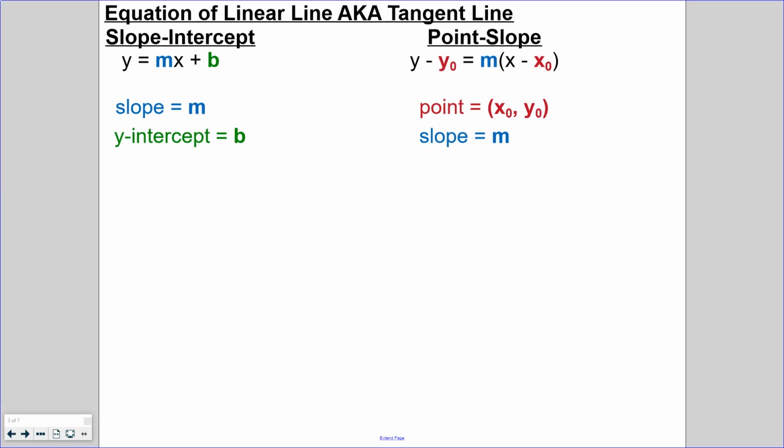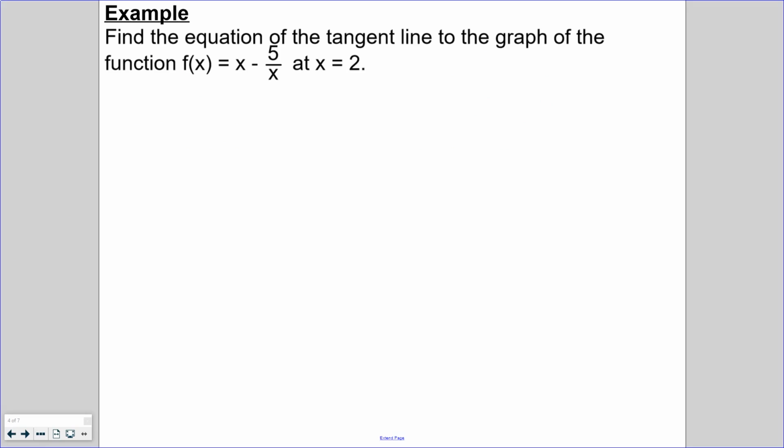Now, depending on what the problem gives us is going to depend on which forms of the linear equations we are going to use, so let's dive in and take a look. So in our first example, we want to find the equation of the tangent line to the graph of the function f of x is equal to x minus 5 over x at x equals 2. So we are trying to find the equation of the tangent line. So we can start out with that equation. Personally, I like to start out with the point slope form, and hopefully you will see why as we work through this problem. But if you'd like to start out with the slope-intercept form, that is 100% fine as well.